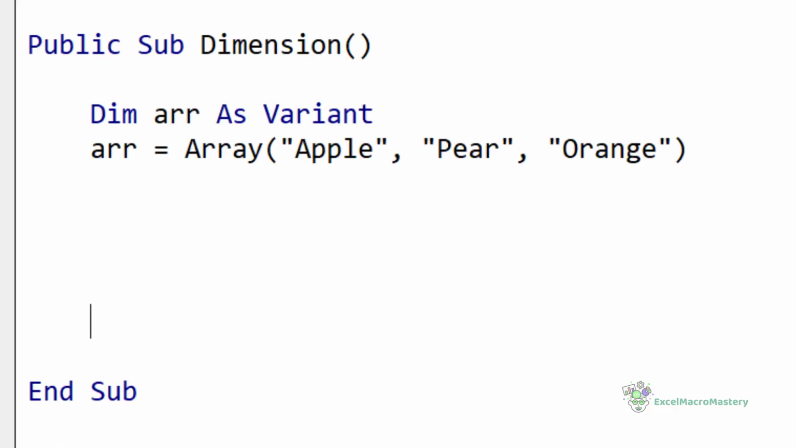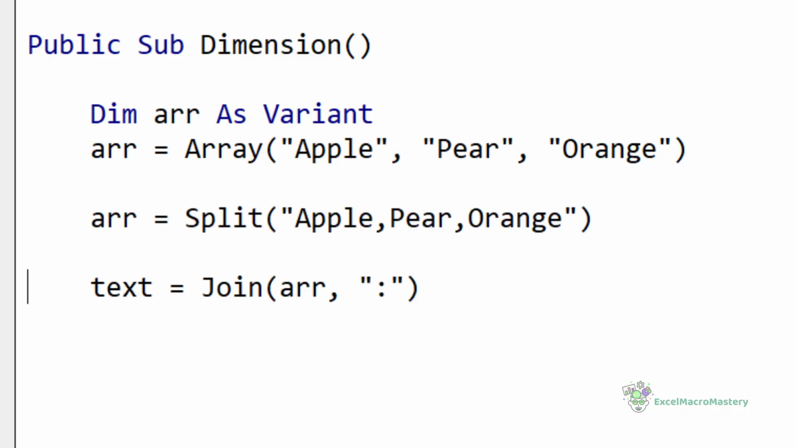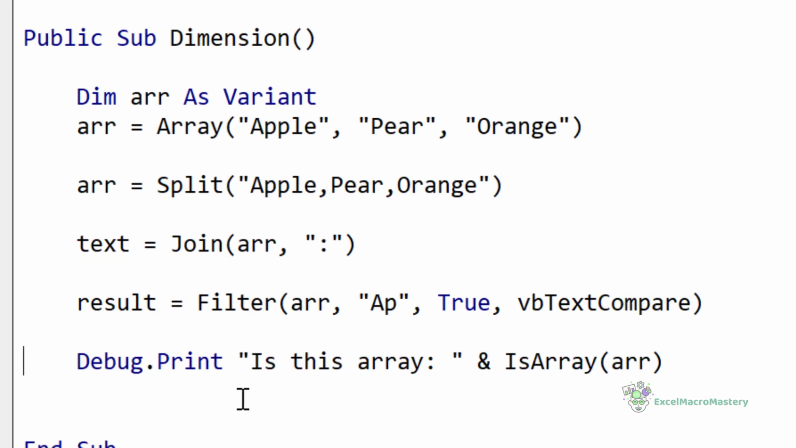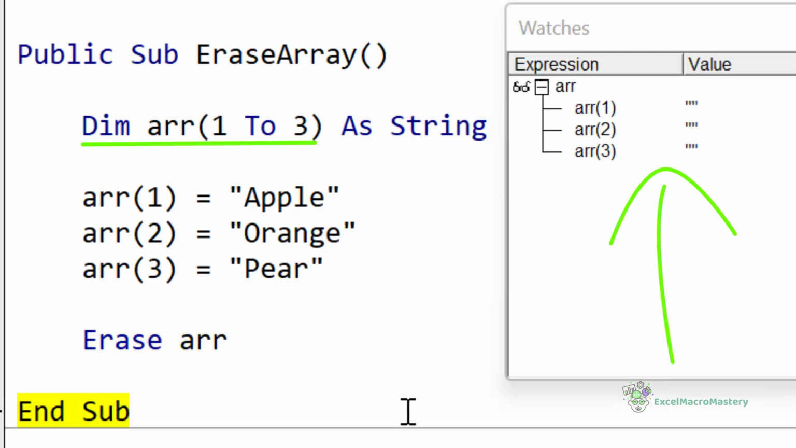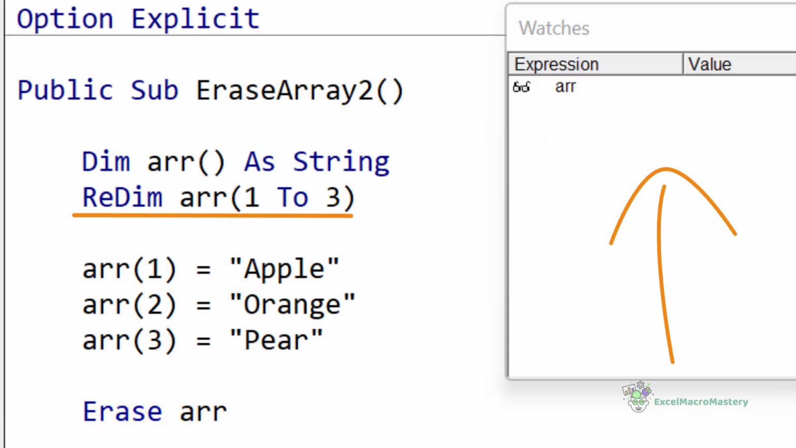For one-dimensional arrays, there are some useful functions. Array, which we've seen already. Split parses a string to an array. Join combines an array into a string. Filter is used to filter a string by a given criteria. IsArray checks that the item is a valid array. Erase removes all data from the array if you dimensioned the array with Dim. If you dimensioned using ReDim, it will erase the array completely and you'll need to create it again.